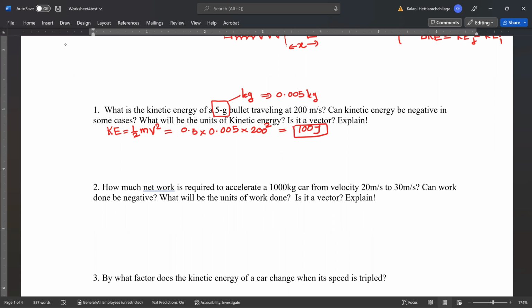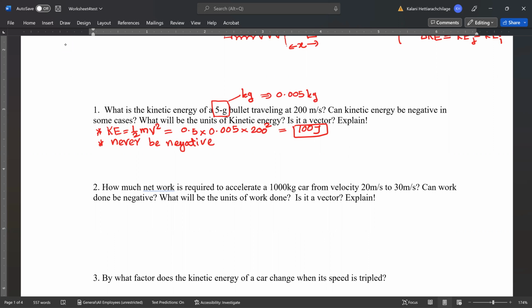Okay, my next question is asking, can kinetic energy be negative in some cases? Never. Why? Kinetic energy can never be negative. The reason is that mass will never be negative, half is never negative, and velocity has power 2, so that always will be a positive number, never negative.